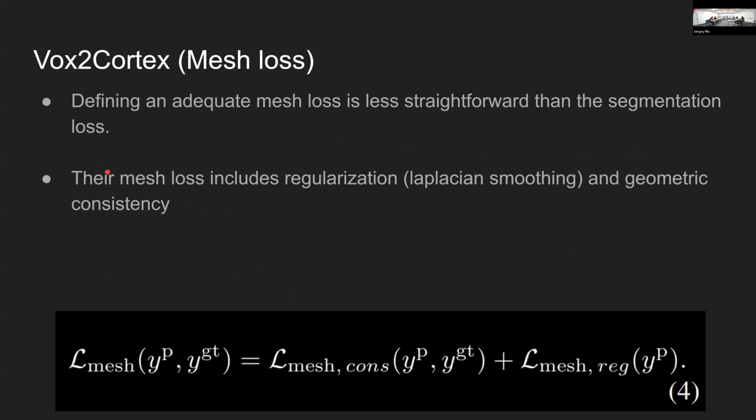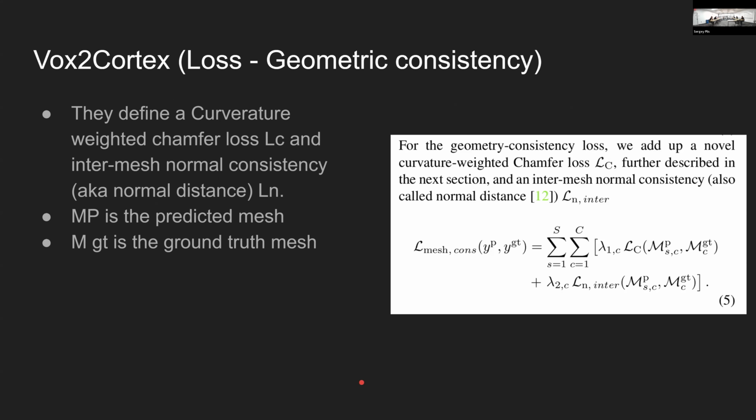And let's see, their mesh loss includes regularization, Laplace smoothing, and geometric consistency, which I will go into more later. I don't go into Laplacian smoothing all that much, but this term contributes to making sure there are no sharp edges. This is more like a brute force comparison of a point cloud against another point cloud. How do these two networks interact with each other? Because I don't see why you wouldn't just train them separately. That's a good question.